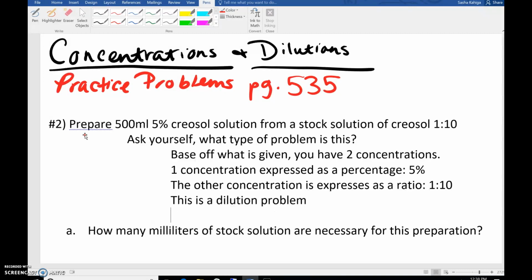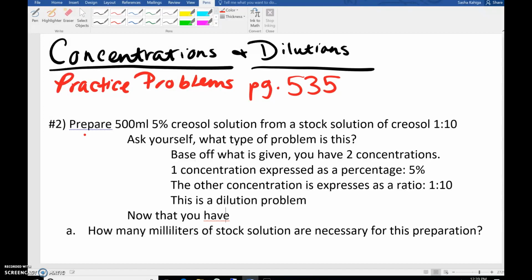All right. Remember, when determining what type of problem it is, you look at the amount of concentrations you have. If you have one concentration, that means it's a concentration problem. If you have two concentrations, that means it's a dilution problem. And if you have three concentrations, that means it's an alligation problem. But regardless of how the concentrations are expressed, whether it's expressed in a ratio, a fraction, or a percentage, keep in mind that the number of those concentrations depends on the type of problem it is.